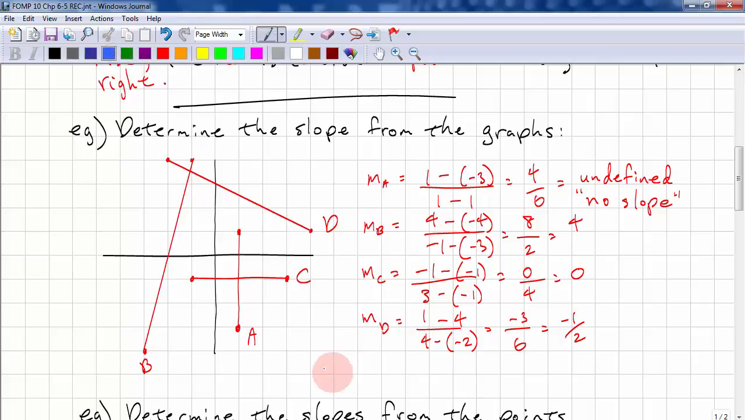And we want to make a note that 0 and no slope are different. Zero slope is horizontal and no slope is vertical. They're different, so don't make the mistake of saying no means zero.